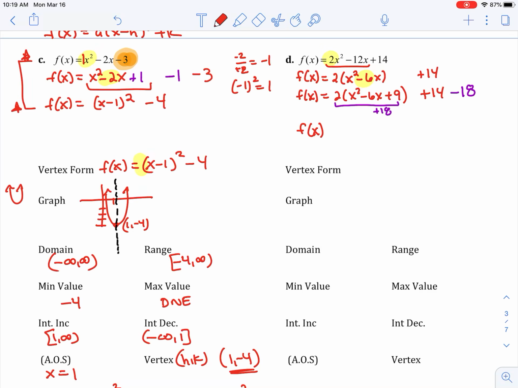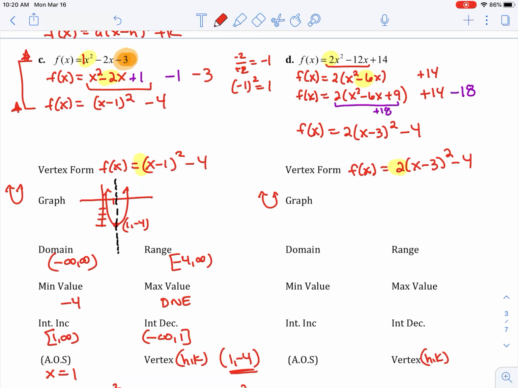So if we rewrite this now, we have our f of x. What's inside our parentheses, the x squared minus 6x plus 9, is a perfect square trinomial, which we know factors to the x minus 3 quantity squared, and a positive 14 minus 18 gives us our negative 4. So there is our vertex form, 2 times the quantity x minus 3 squared, minus 4. We know that our A term is positive. So because our A term is positive, we know our graph is going to be opening upward.